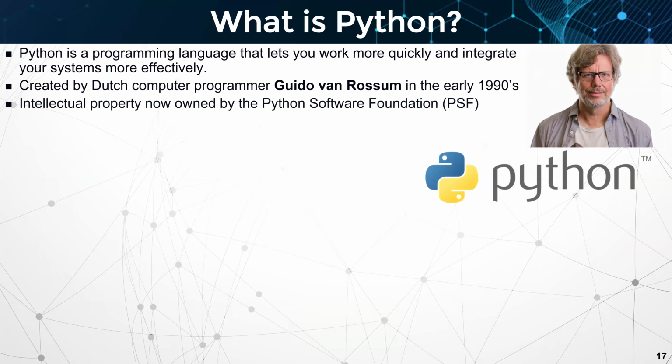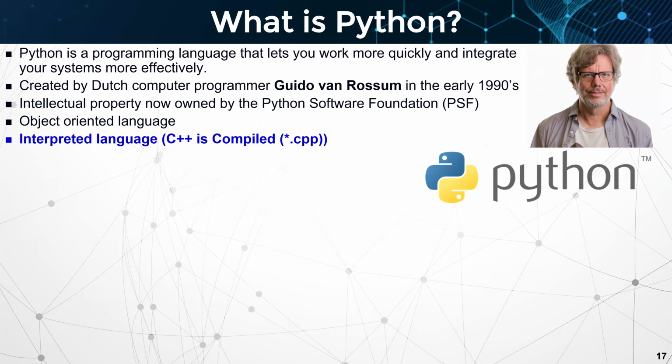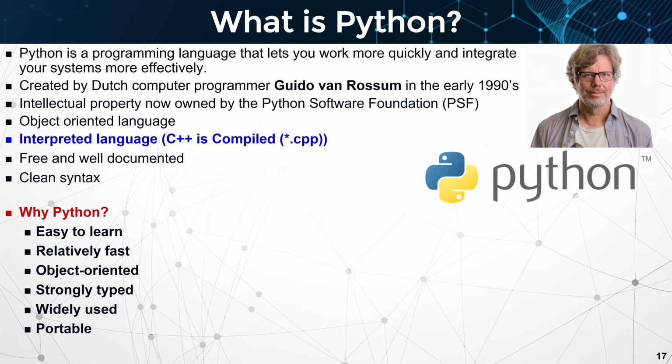So what's very common for Python? It's an object-oriented language. Interpreted: we will highlight the difference between compiled languages like C or C++ and so on, against Python, which is an interpreted language. Mostly it's free and open source, well documented, and the syntax is very clean, easy to use and easy to learn.